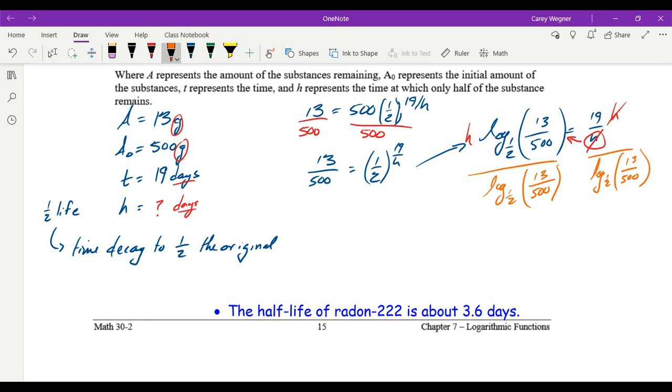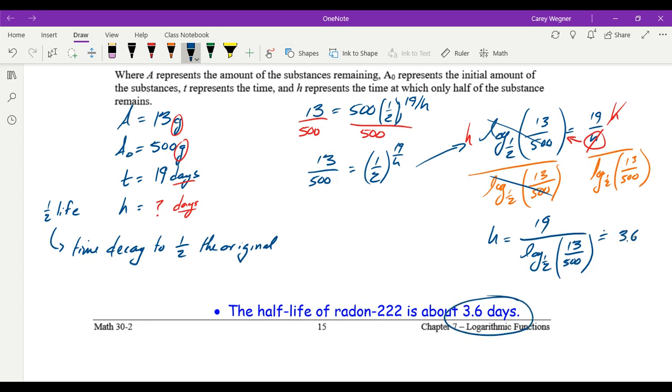So a few things happened there with my limited space. I've combined some steps together. So here, now this logarithm cancels out. So my left side is just h. My right side is 19 divided by the log base 1/2 of 13 over 500. And that's an expression that I can plug into my calculator. And when I plug it in, what I should be getting is about 3.6. And so that's what we have in our answer here.